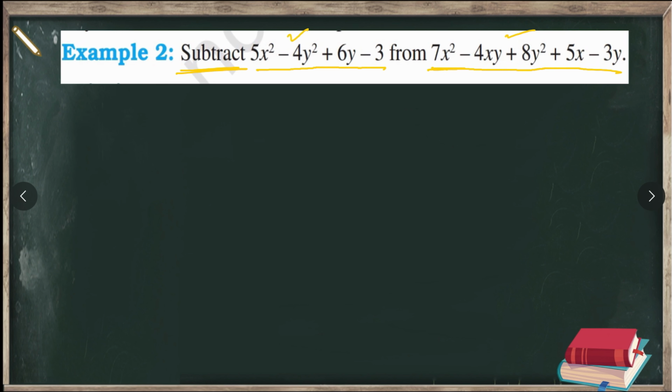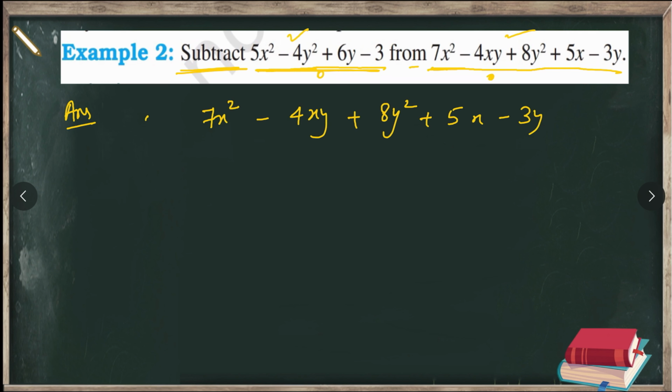The first term we have to write on the top will be the term written after "from", because we are going to subtract this from that term. So first write 7x square minus 4xy plus 8y square plus 5x minus 3y. So this is what we have done. We have simply written the second term at the top, which is written after the word "from". Now we have to subtract this term from this given term.